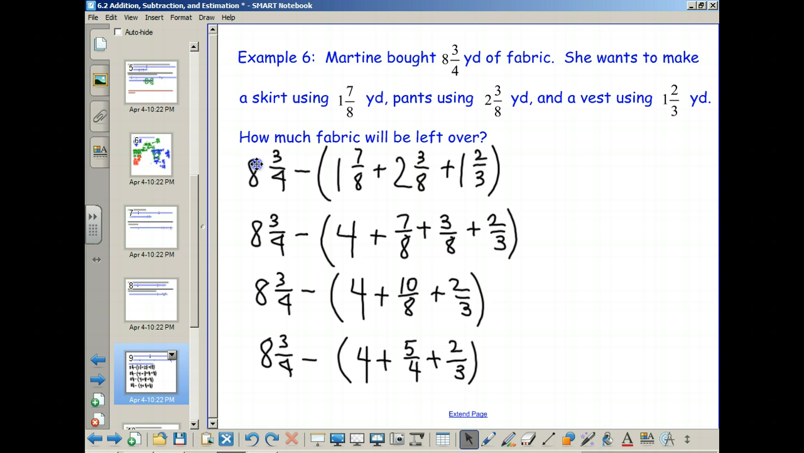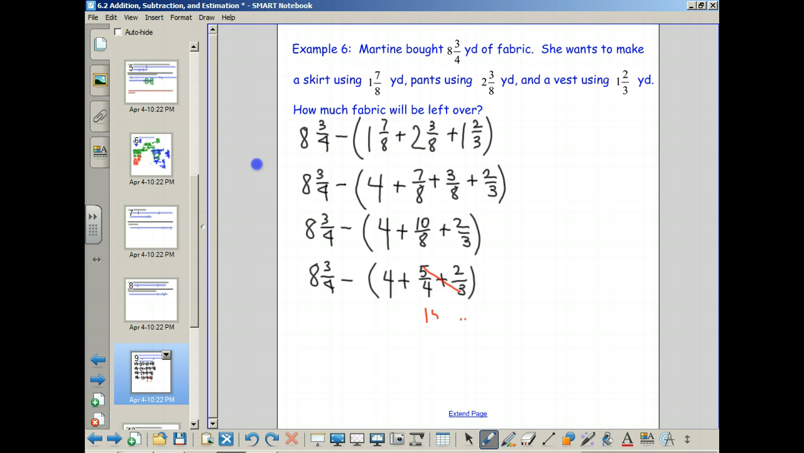So let's do that. And we'll do that by multiplying 5 times 3. So I've got 15 plus 4 times 2, which is 8, over 12. Okie dokie. 15 plus 8 is 23. I feel like I've written 23 over 12 on the board once before today. I think I did.